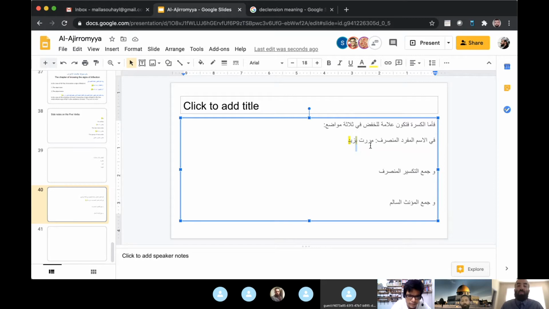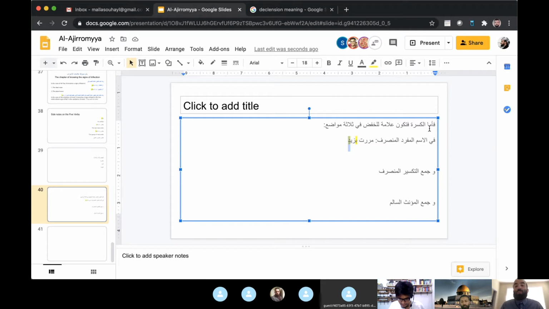Remember, it was one of the particles of al-khafd. So this ba indicates that Zayd should be makhfud, and this kasratayn is as a result of this ba. This ba has caused Zayd to become makhfud, right?